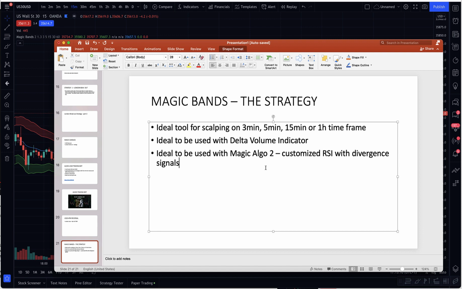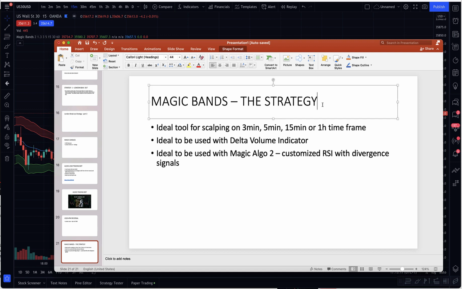Today I would like to show you a new indicator called Magic Bands, and also a very simple strategy. This is a perfect indicator for scalping. You could actually use it on the 3 minute time frame, 5 minutes, 15 minutes, even on 1 hour. It's very simple to use, and I will show you very good examples of how you can achieve profitable trades.